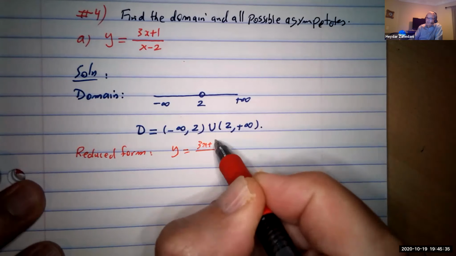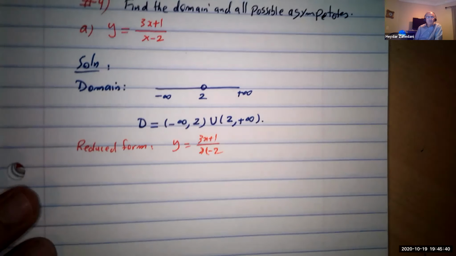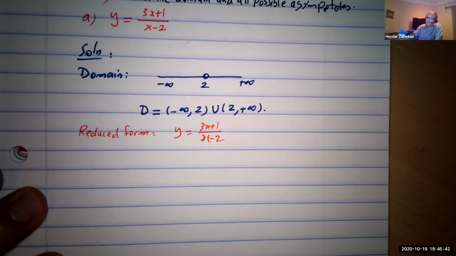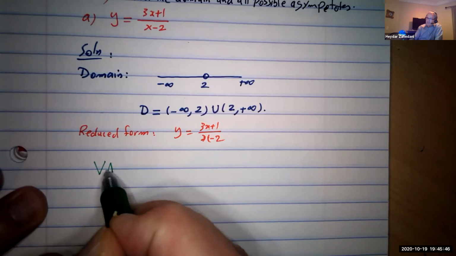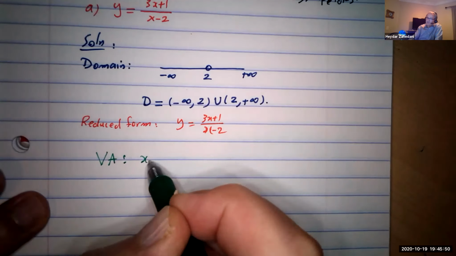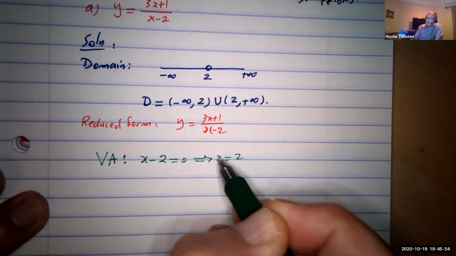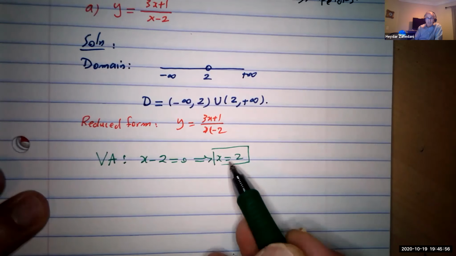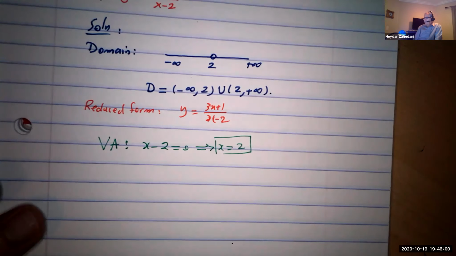3x plus 1 over x minus 2. Okay, that's a reduced form. Now go for the asymptote. Easy one, the vertical. Denominator equal to 0, x minus 2 equal to 0. That gives x equal to 2, done. One way. Remember, we need a line. Don't write "equal to 2." Doesn't make sense.